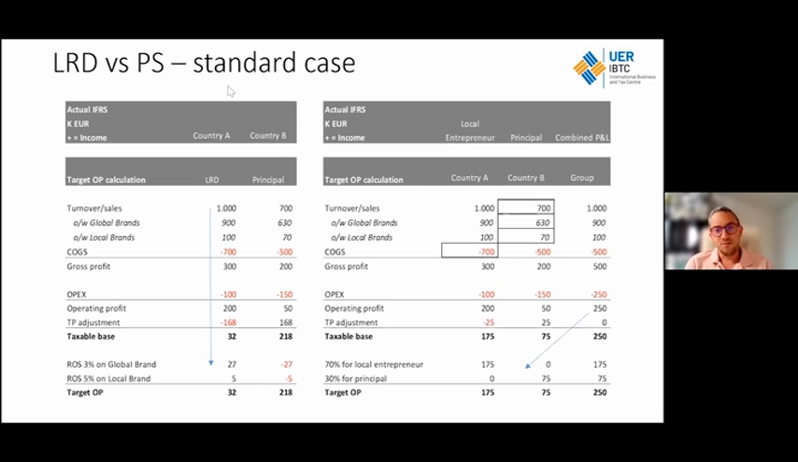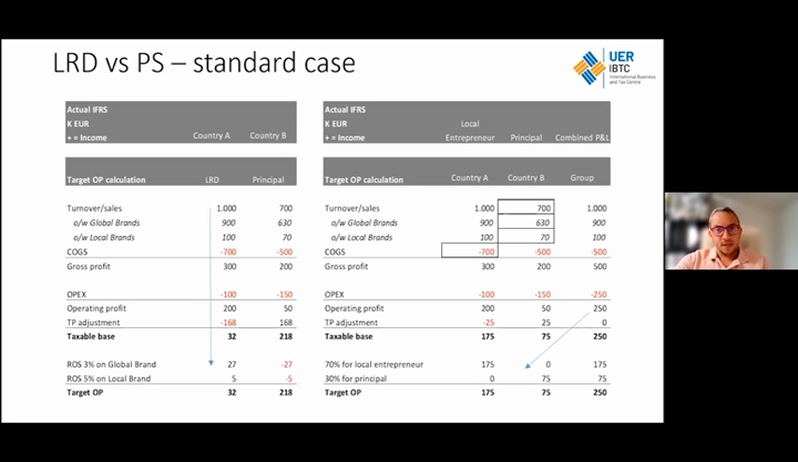You have other kinds of costs, for example OPEX, that bring your profit and loss to operating profit. And in this case, you apply the TP adjustment considering the profit split percentage. In our example, you split 70% for the local entrepreneur, 30% for the principal. So you put together, as we said, the amount of the taxable base in this situation, and you split 70-30.